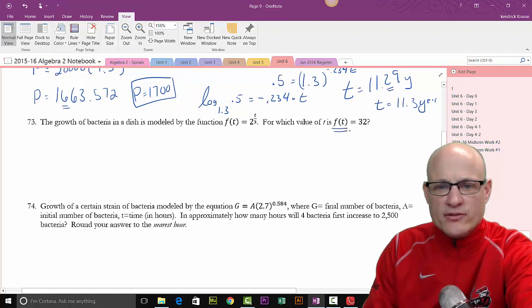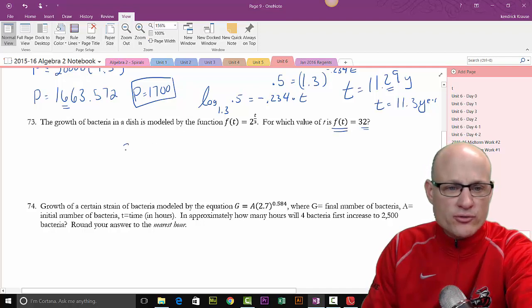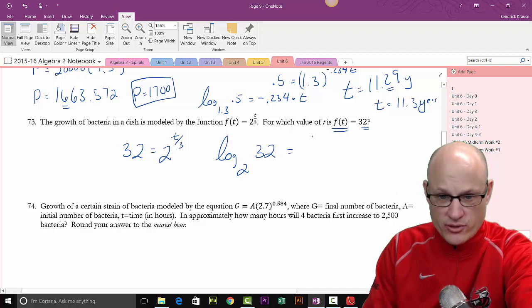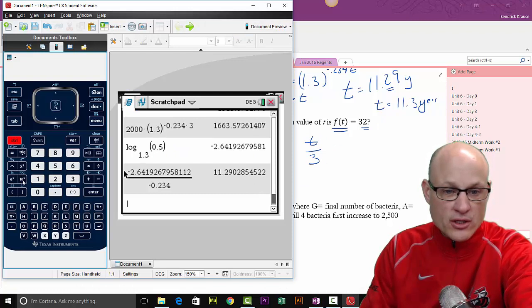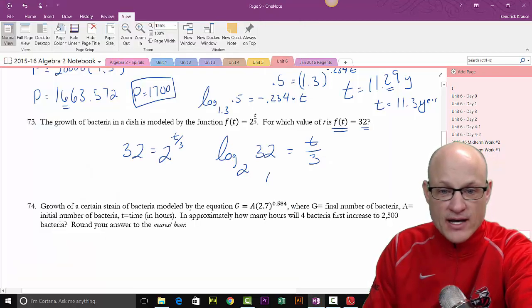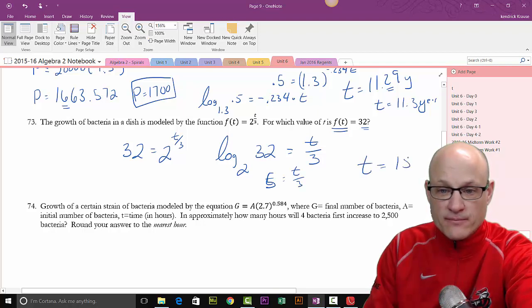So I want to know when this equals 32. So 32 is equal to 2 to the T over 3. So it's all about the base. So log base 2 of 32 equals T over 3. So control log, this will be 5, but just so you show, log of 32 is equal to 5. So 5 is equal to T over 3, so T equals 15.